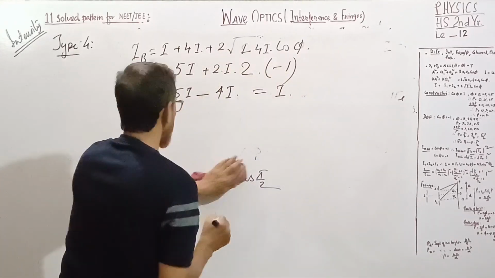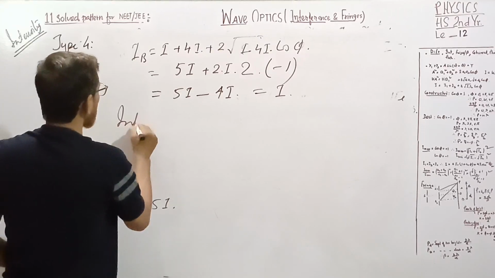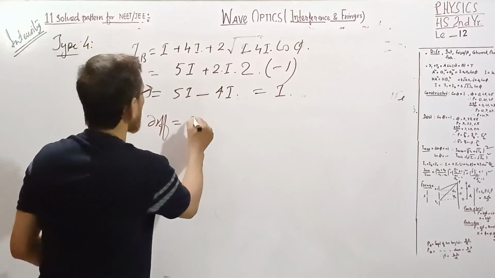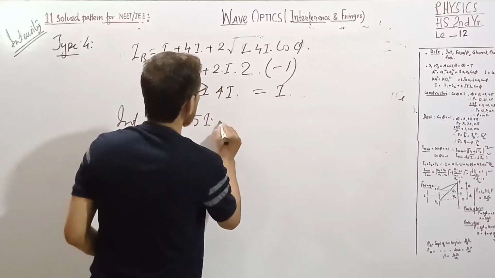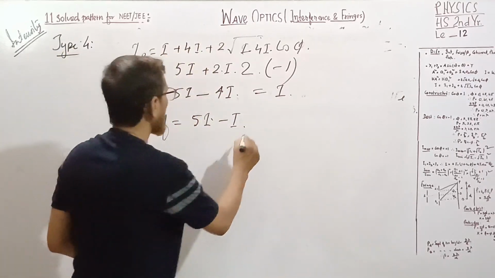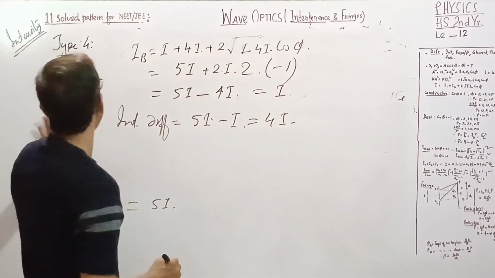So the intensity difference at the two points A and B: earlier it was 5I and now it is I, at the two phases, one is pi by 2, the other is pi, so the difference is equal to 4I. Again it is very simple.